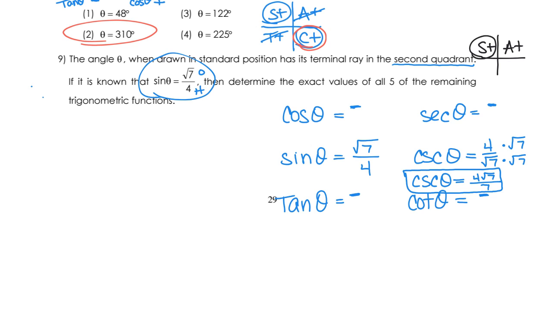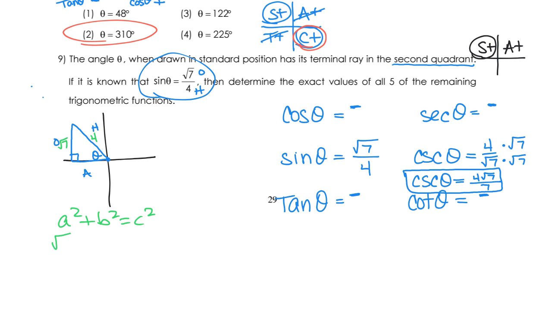For the rest of them, we can go ahead and graph our triangle. So since we're in quadrant 2, and our opposite and our adjacent and our hypotenuse, and we have the square root of 7 being our opposite, we have 4 being our hypotenuse, and then we can go into a squared plus b squared equals c squared. Some of you probably don't even need to draw that diagram anymore, but sometimes it's helpful. So we'll go ahead and put square root of 7 in for A. And we'll put our hypotenuse, which is 4, in for C.